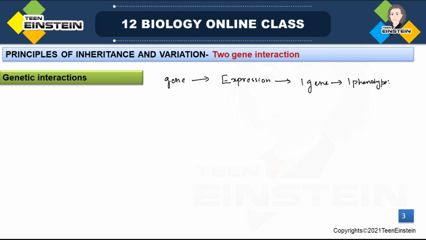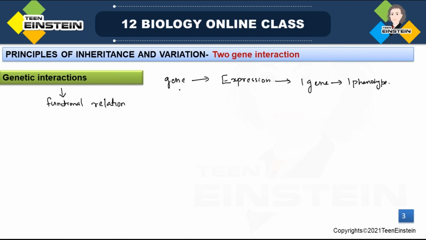But there are some other types of expression also, which are different from this. So the interaction between genes, or genetic interaction, is what we are going to learn now. What is genetic interaction? It is the functional relationship between genes. It is how one gene functions in relation to another, where both genes are interacting.